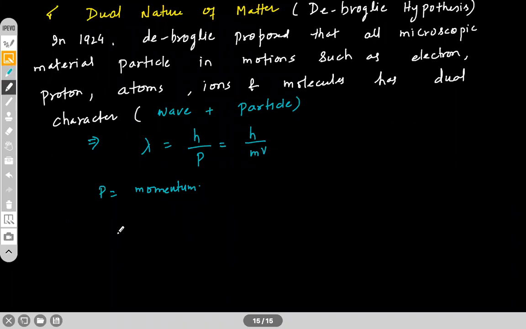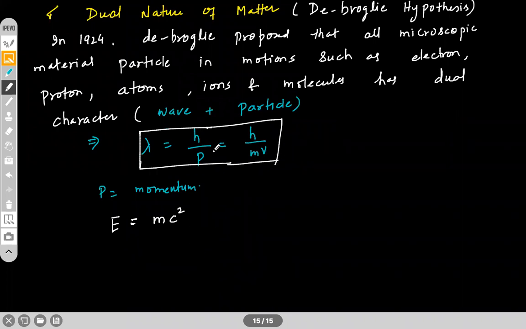Okay. According to Einstein's energy equation, we know any mass m moving with the speed of light, that is c, the energy associated with the object is mc square. This is for light. For any other object, we can write this velocity c as the velocity v. So this is the wavelength given by de Broglie. How do we get this? This I am trying to make you understand.